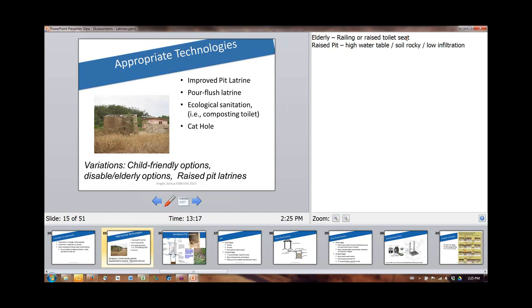Lastly, for all of these, you can make variations that are child friendly so that they don't fall in, helping out the elderly, and that you have maybe a railing or a raised toilet seat. And also you may have to have a raised pit where you have a high water table, or there's rocky soil, or really high clay type soils where there's low infiltration or low seepage from your pit.